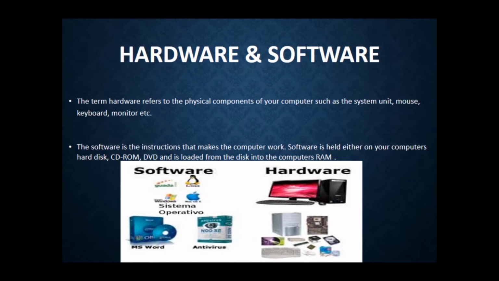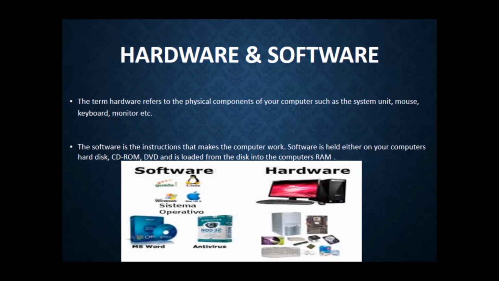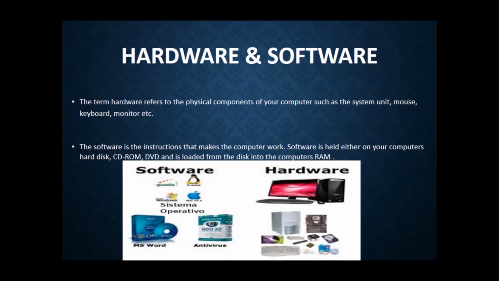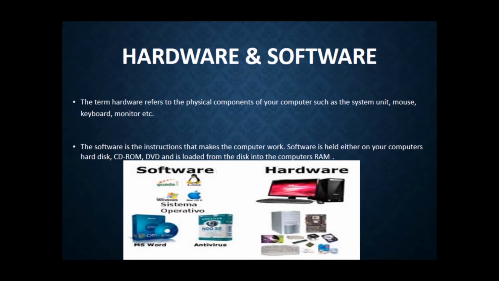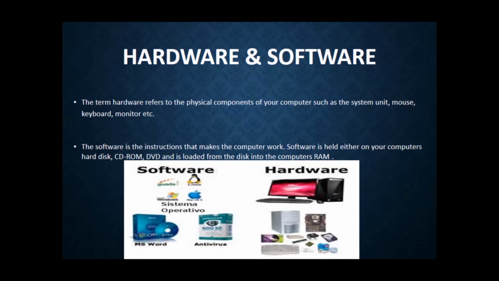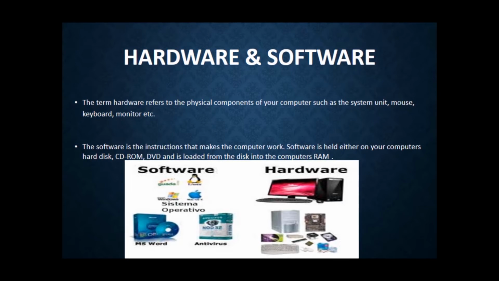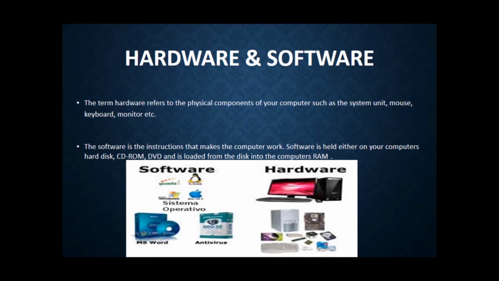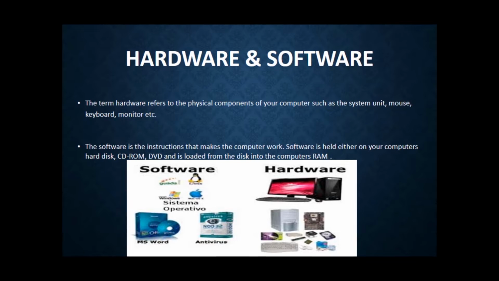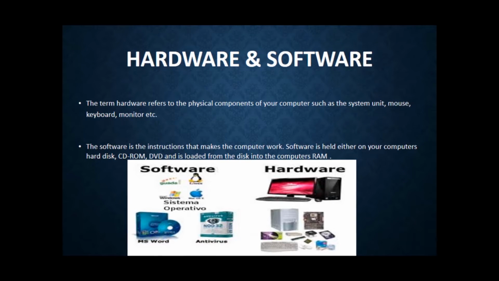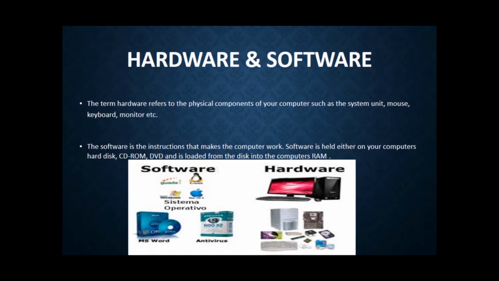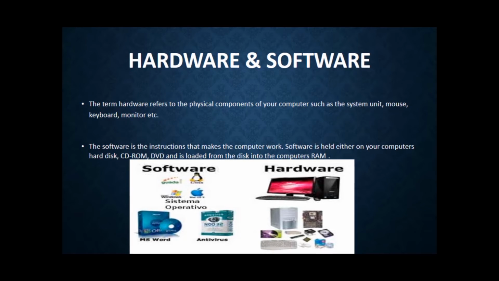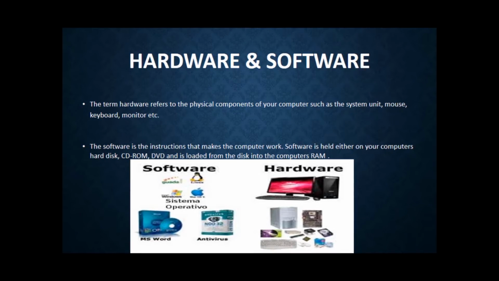Now, the software is a set of instructions that makes the computer work. You get the difference? These are instructions that make the computer work. That's the difference between the hardware and the software. Hardware is the physical part of your computer, while the software is a set of instructions that make the computer work. Now, software is held either on your computer's hard disk, CD-ROM, DVD, and is loaded from the disk into the computer's RAM. I hope you've understood the difference.